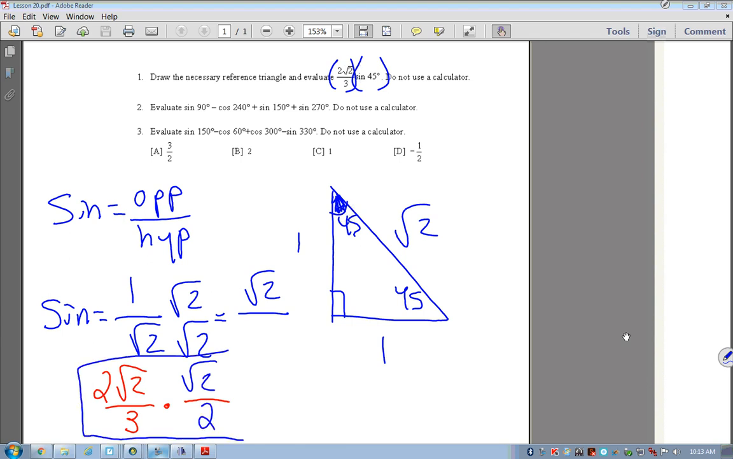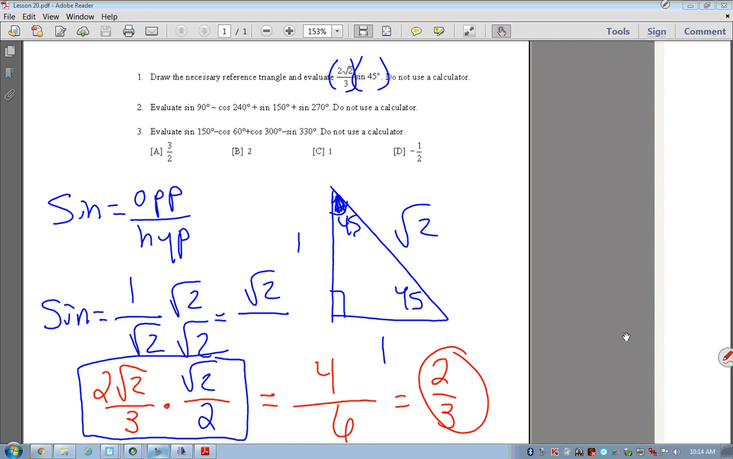So this becomes the question that I'm working with: 2 radical 2 times radical 2, over 3 times 2. What is 2 radical 2 times radical 2? 4, because radical 2 times radical 2 is 2, and 2 times that 2 is 4. What's 3 times 2? 6. So I get 2/3 as an answer.